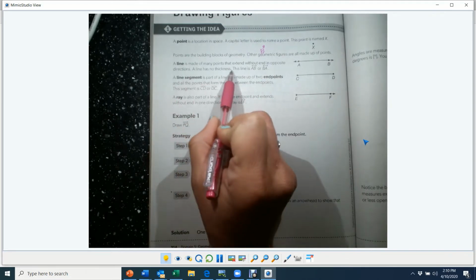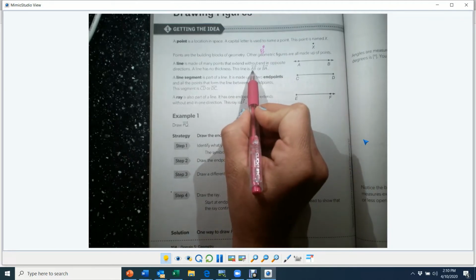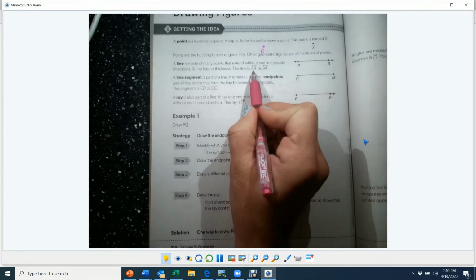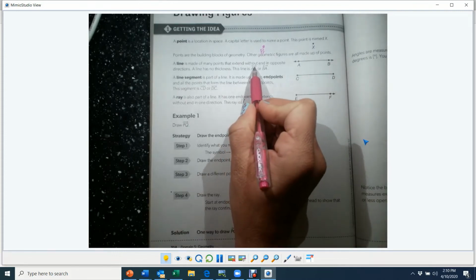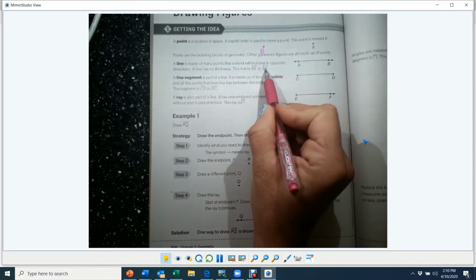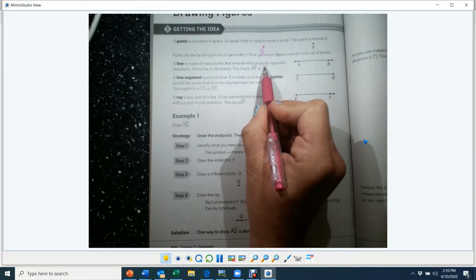A line has no thickness, and then you see how we name it? We name it, so we have 2 points on this line, A and B. So you can do AB and then you draw a little line. That means line AB. And it doesn't matter what order you put your points in. You see they did it here, BA with a line over it.